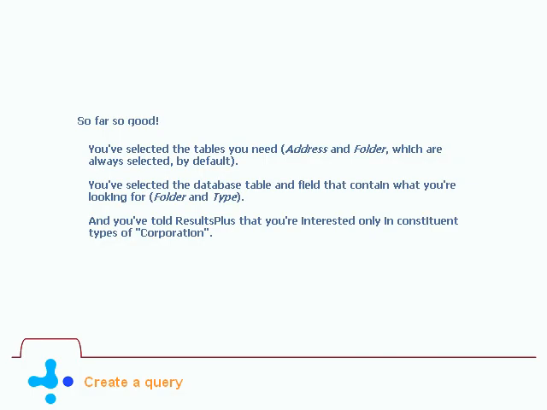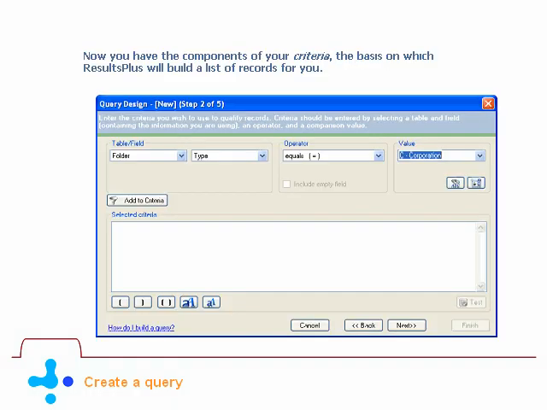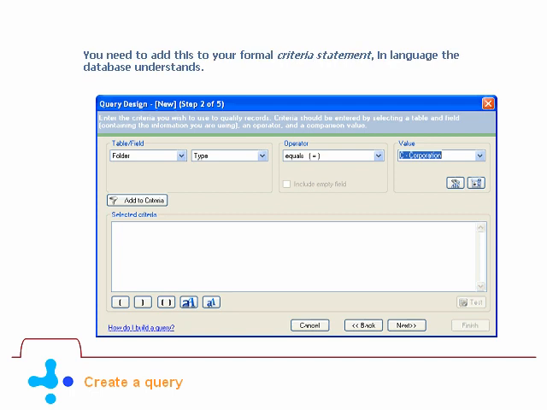So far, so good. You've selected the tables you need, address and folder, which are always selected by default. You've selected the database table and field that contain what you're looking for, folder and type, and you've told ResultsPlus that you're interested only in constituent types of corporation. Now you have the components of your criteria, the basis on which ResultsPlus will build a list of records for you. You need to add this to your formal criteria statement in language the database understands.